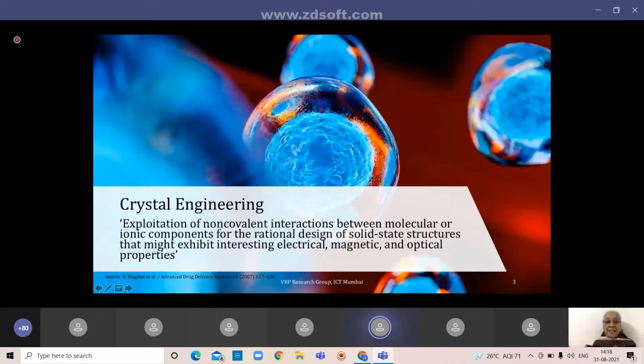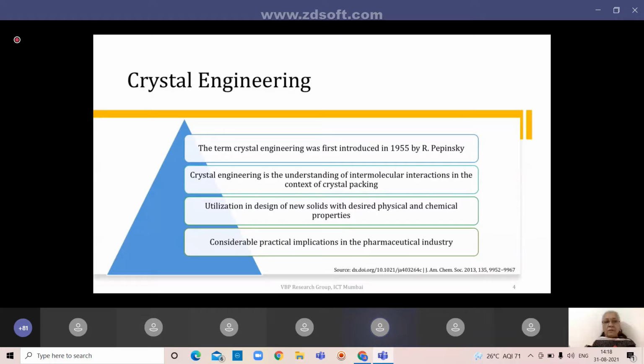So you can see that crystal engineering is not only important in pharmaceuticals, but it is also important in all other fields. Be it computers or any other electronic items, or for that matter, even in diagnosis. Crystal engineering, this term actually was first introduced by R. Pepinski. And in fact, as I mentioned, it is an understanding of intermolecular interactions in the context of crystal packing.